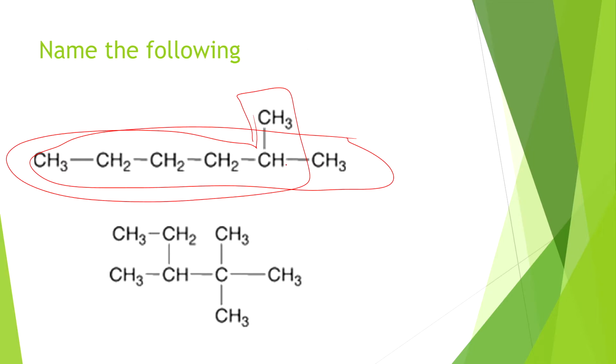Well, we want a number such that this chain, this branch, the substituent, is at the lowest carbon by number. So this carbon has to be the lowest number. If we number it from this direction, it would be carbon number 5. But if we number it from this direction, it would be carbon number 2. So we would honestly prefer carbon number 2. So let's number it from this direction.